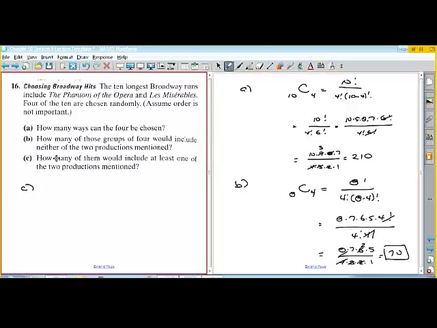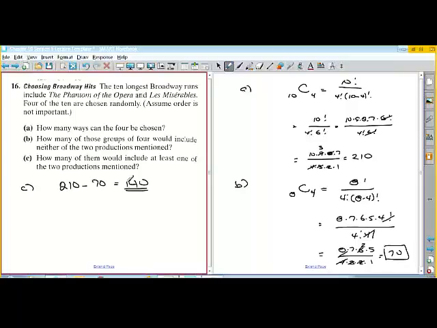So there are 70 for part B, and therefore, to answer C, how many of them would include at least one of the 2 productions? Well, that's the number of arrangements where everything is available to choose from, minus the ones that don't include these. So 140, which is kind of surprising, 140 out of the 210 possible have at least Phantom of the Opera and Les Mis.